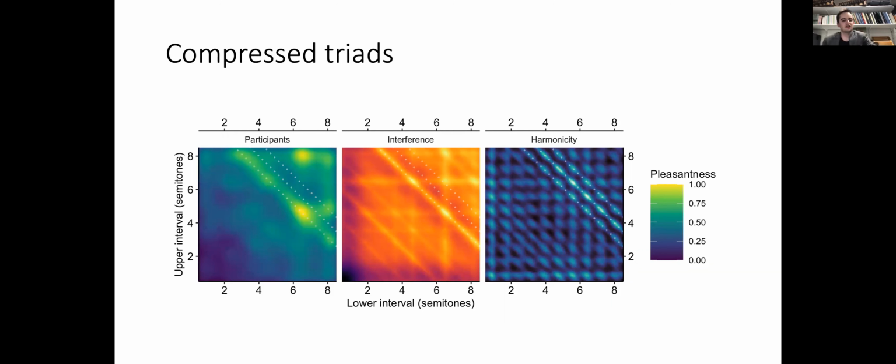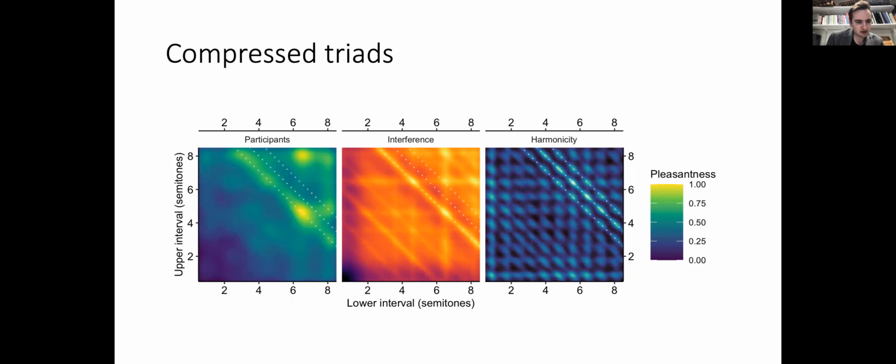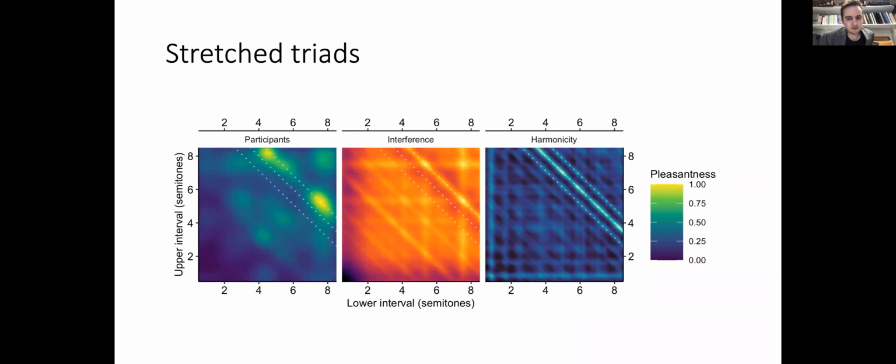So if we replace these harmonic tones with compressed tones, we see, as you might have expected from before, that this octave diagonal ends up being squashed. So that was the original, and that's the squashed. So it's moving towards the bottom left corner. And this is something that we see is predicted by the interference model, but not by the harmonicity model. And conversely, if we replace the tones with stretched tones, we end up seeing a stretched octave diagonal, again, as predicted by the interference model, but not by the harmonicity model.